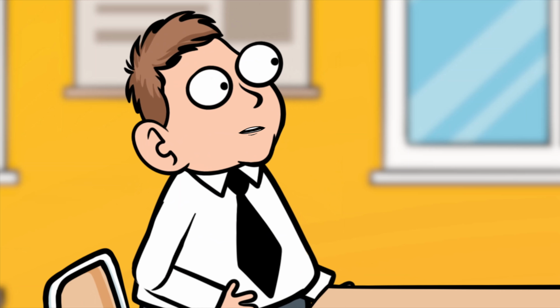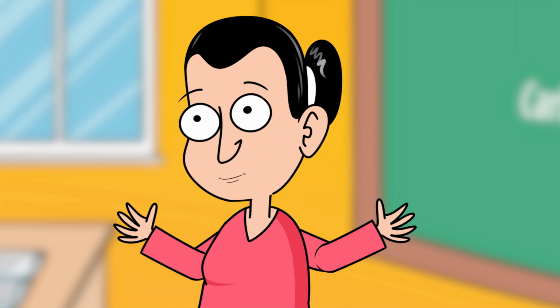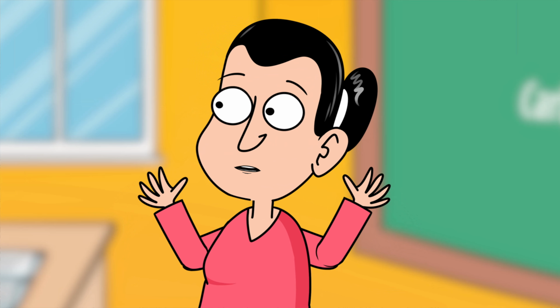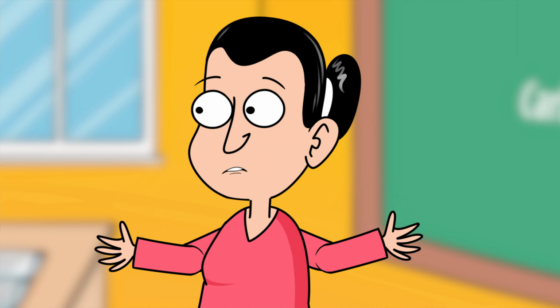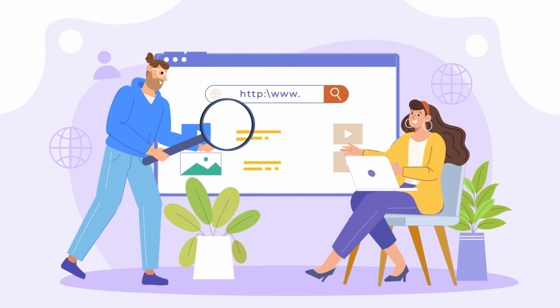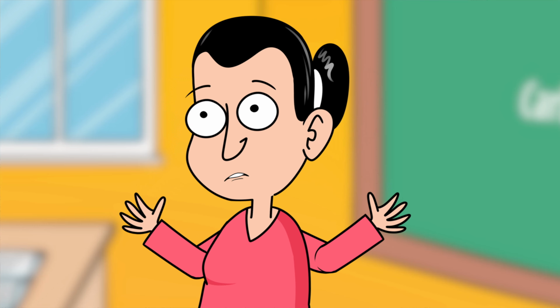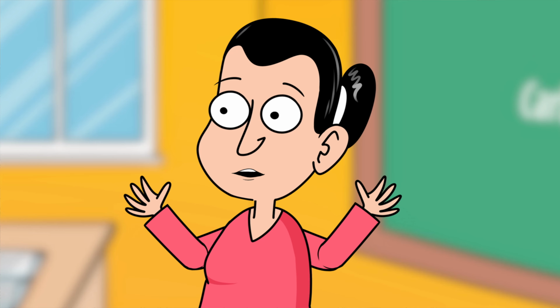What if we don't know the exact web address of a site we want to visit? Excellent question. That's where our trusty friend, the search engine, comes into play. It's like a compass guiding us through the endless waves of information. Google, Yahoo, or Bing, they're all search engines waiting to assist you. Let's dive deeper into how to use them effectively for our research endeavors.